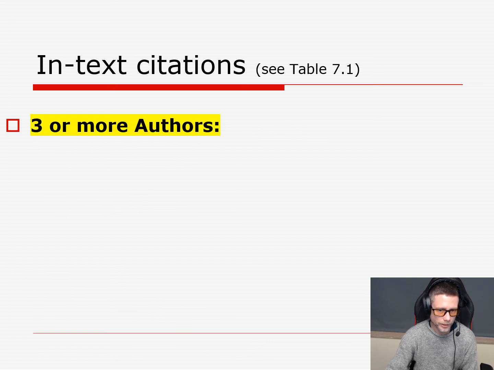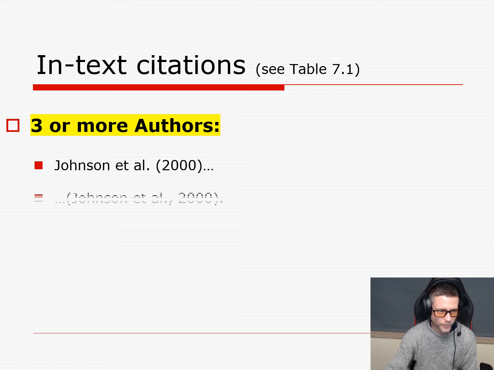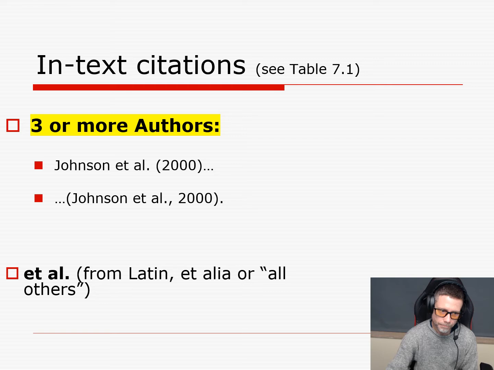Three or more authors. This is something new with the 7th edition of the APA manual. From the beginning, you do the first author's last name and then et al. Notice there is a period after the "al" and not the "et", and there's the year of publication. The other way to do it is like this. Notice the comma, year of publication. What does et al. stand for? It is Latin. It means "and others".